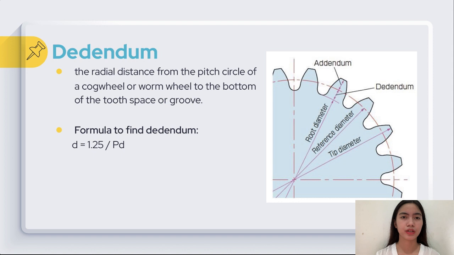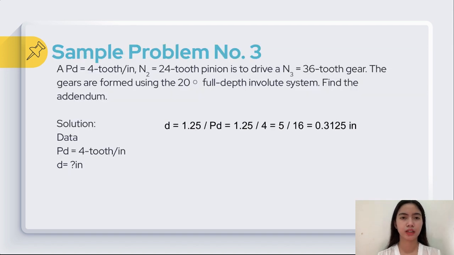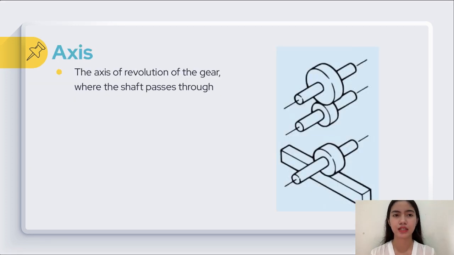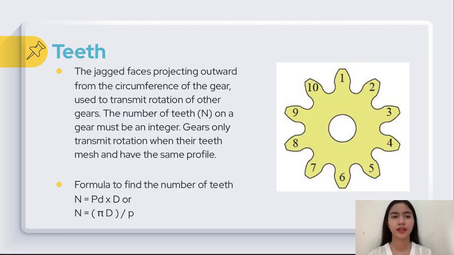The dedendum is the radial distance from the pitch circle of a cog wheel or worm wheel to the bottom of the space or groove. With a similar problem, to solve for the dedendum, we can divide 1.25 by the diametral pitch, which is 4. That equals 5 over 16 or 0.3125 inch.